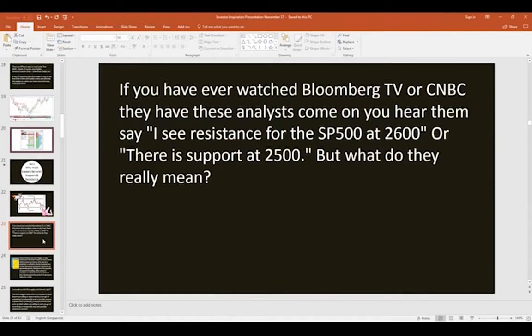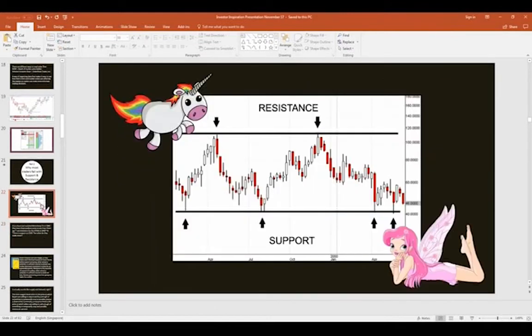And if you ever watch Bloomberg, CNBC, you see these guys on TV all the time. I see resistance at 2,600, or I see support at 2,500. And really, those are guys that live in this fantasy world. I know some of these guys, and they're smart guys. They went to top schools and all that, but they don't understand the mechanics of what's really going on in the market sometimes. They just see these price levels. Well, price traded here, so there must be support, or price traded here, there has to be resistance.